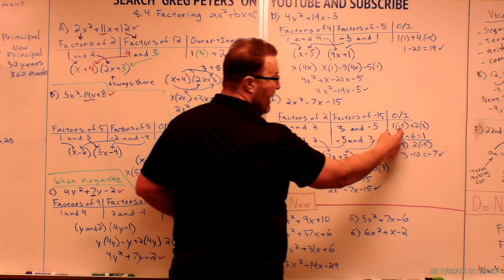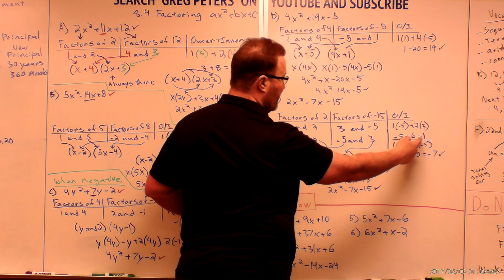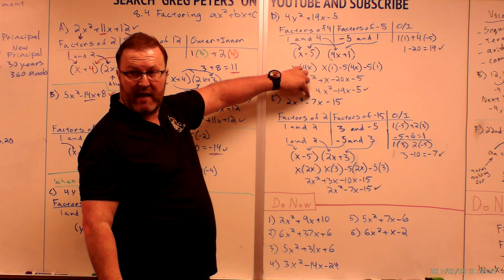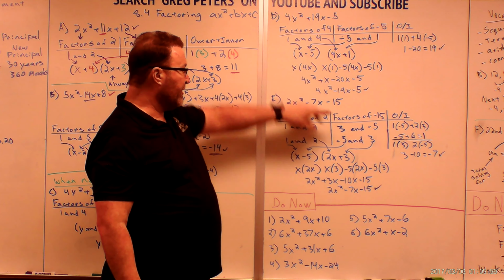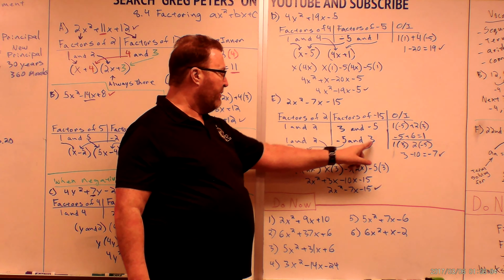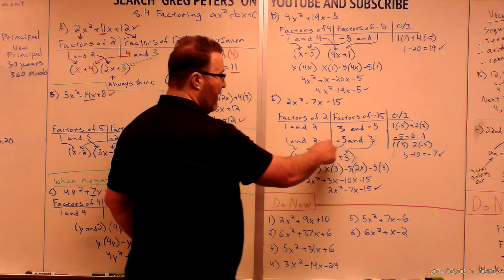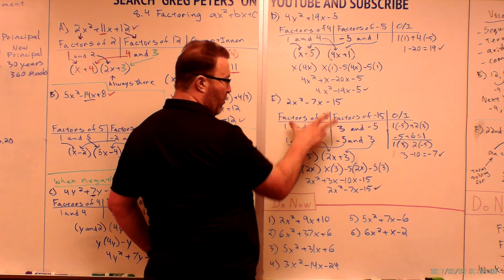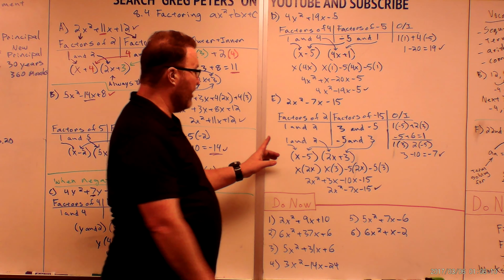So we solve for this. Negative 5 and 6 is 1. That's not going to work. We need a 7. Okay? So the very first thing we want to do is flip these around. So we're going to take negative 5 and 3. So negative 5 and 3 is still 15. We're good here. Now we're going to do outer inner.